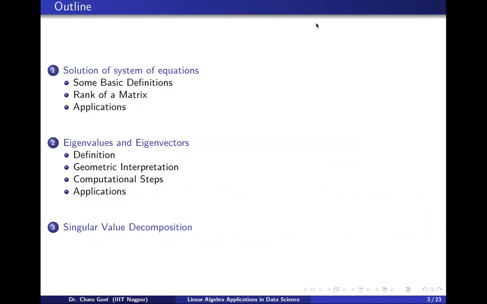This is a brief outline of the talk. First, the study of systems of linear equations. In that we'll see some basic definitions, rank of a matrix, and applications. We'll be concentrating more on this first part. Second, which we are not going to talk about much, is the study of geometry in the algebraic setup. Then we are going to talk about a very important concept in linear algebra, that is eigenvalue problems, which use eigenvalues and eigenvectors. We'll go through the definition, some geometric interpretation, then some computational steps to find eigenvalues and eigenvectors, and some applications. At the end, if time permits, I would also like to discuss singular value decomposition, which is a very important part of linear algebra, having tremendous applications in computer science.